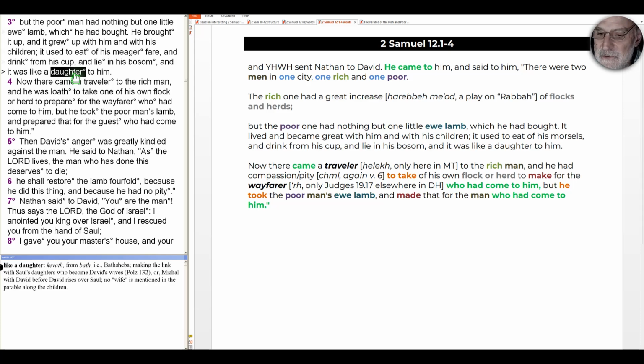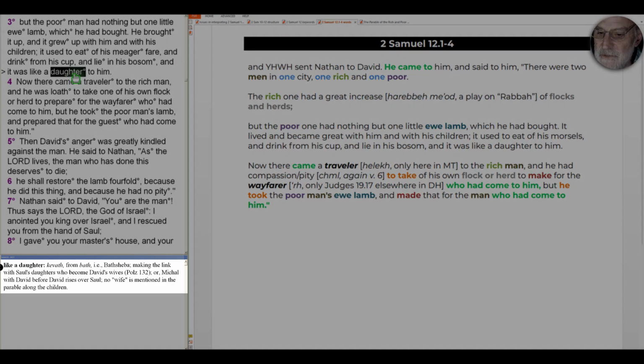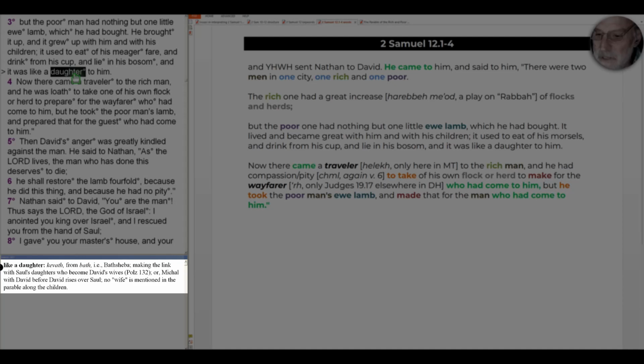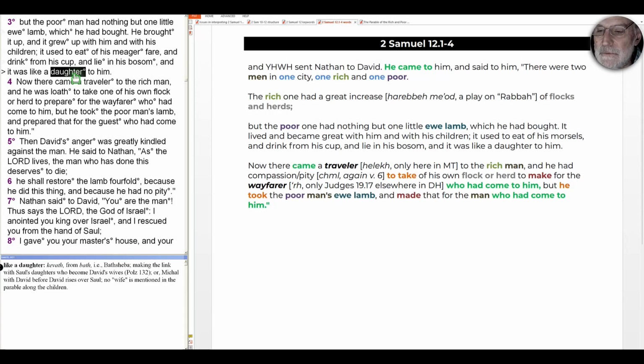But it's a symbolic story, as Polson notes. It makes the link with Saul's daughters who become David's wives, or with Michal, with David before David rises over Saul. Notice there's no wife in this story. It's the poor man, the ewe lamb, and a bunch of children. So we know nothing about the wife there.